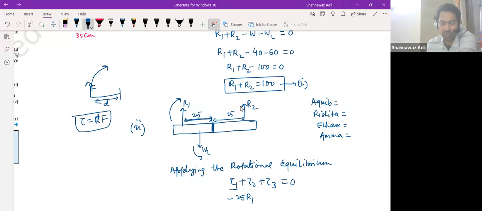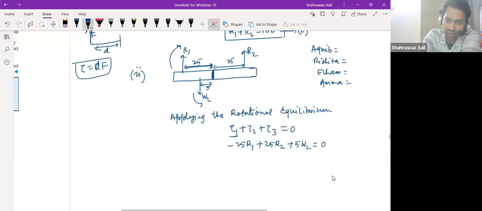So what would be this one? Is this clockwise or anti-clockwise? Anti-clockwise. So this would be positive or negative? Positive. So what would be the torque? Plus 25 R2. Good. And the last one, is this clockwise or anti-clockwise? Anti-clockwise. So what would be this distance? 5 centimeters. Plus 5 W2. Right. This is good, everyone.